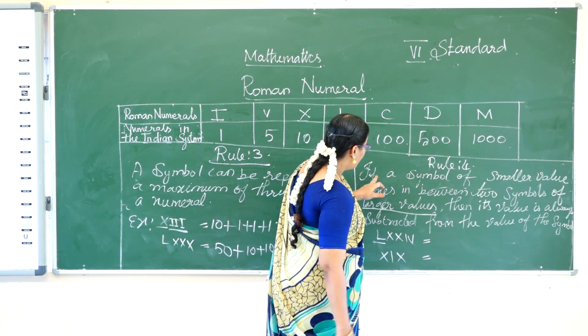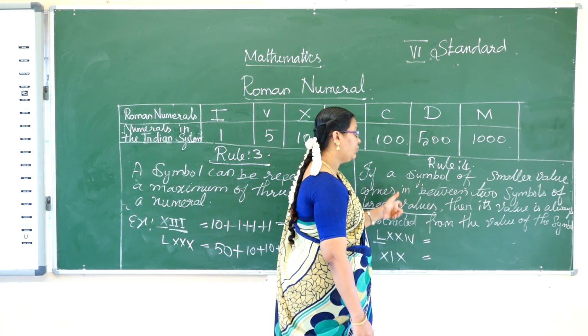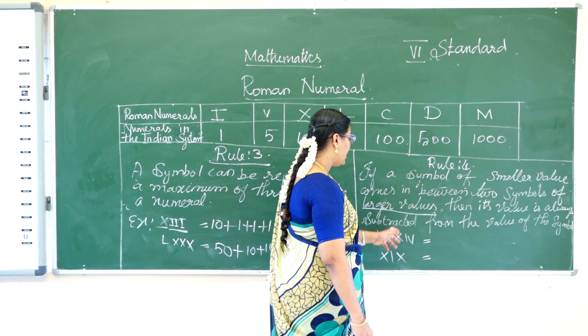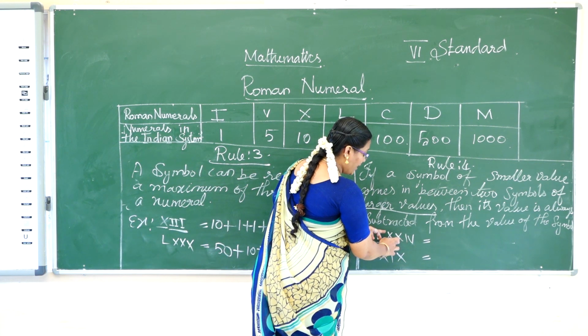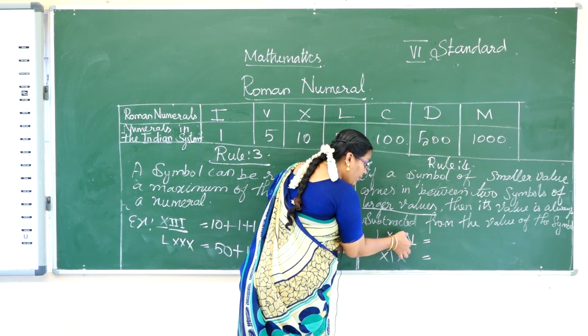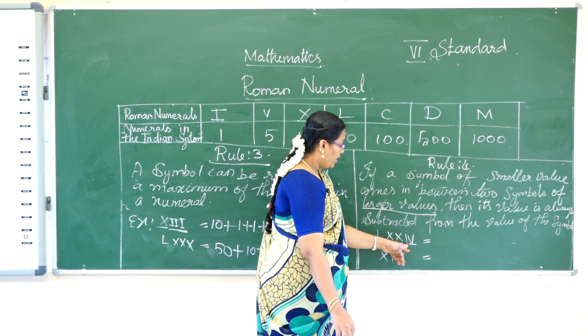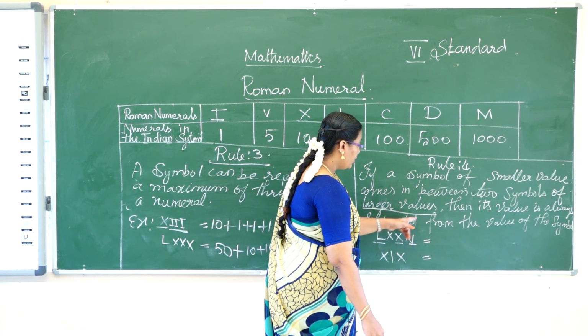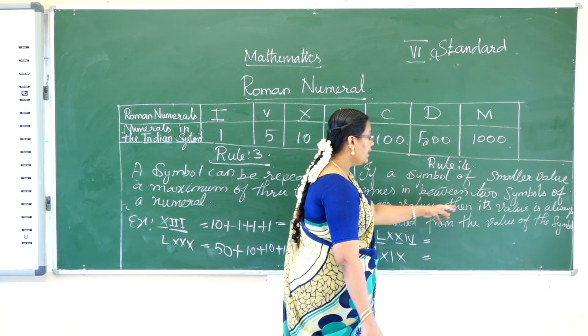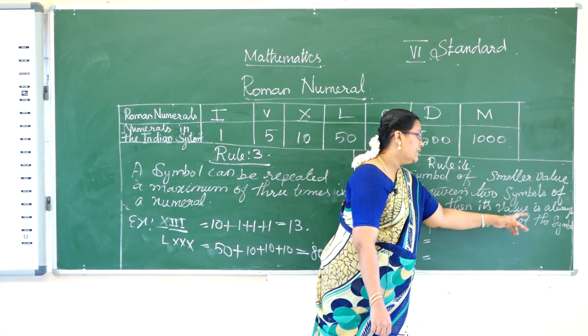Okay. So if a symbol of smaller value comes in between 2 symbols of the larger values. Here one of the larger value, here also one of the larger value. So here is 10, here is 1. In between, the very smallest number I has come. So in this place we have used rule number 4. Then its value is always subtracted from the value of the symbol.